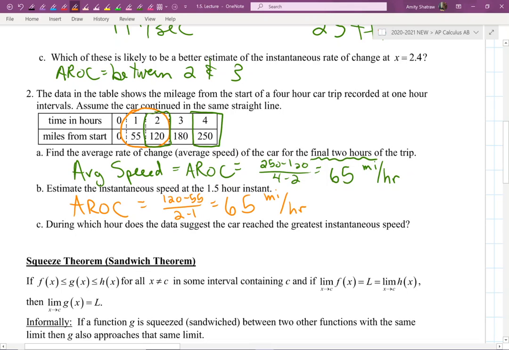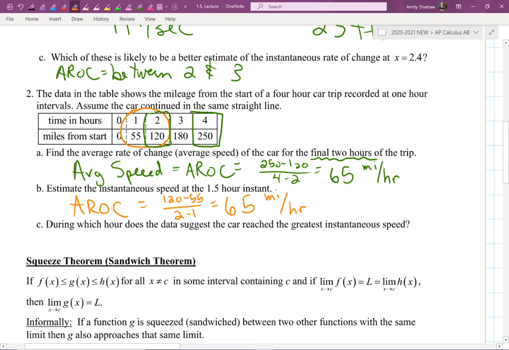Isn't that interesting? Okay. And here he says in his notes that my speed at the 1.5 hour is approximately equal to 65. I don't know that that's exactly true. I know that it's close. It's close to 65, but it might be more than that. Okay. It might be less.